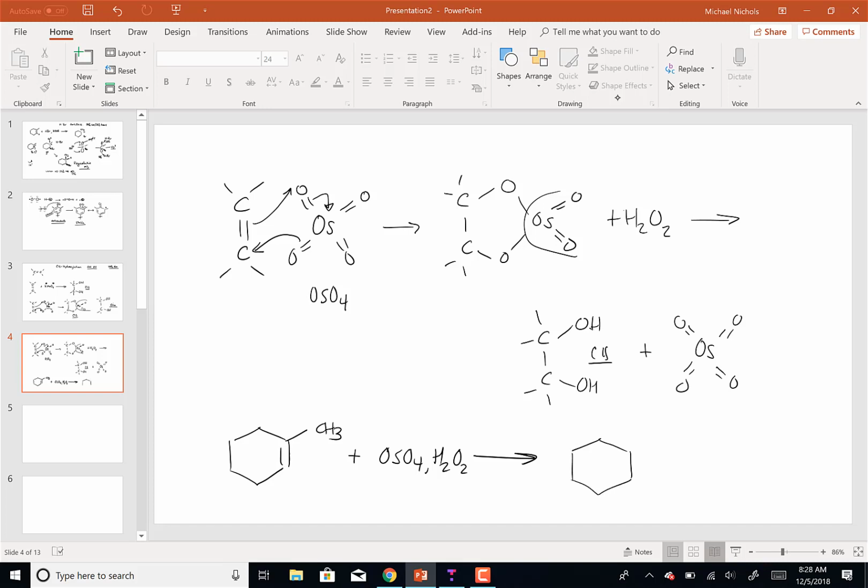We could again go through our steps, which is, what am I adding to each of the carbons in the double bond? I'm adding 2 OHs. Markovnikov or anti-Markovnikov doesn't matter, because there is no Markovnikov or anti-Markovnikov, because this is a symmetrical reagent. Since it's a symmetrical reagent, the reaction is not regioselective.